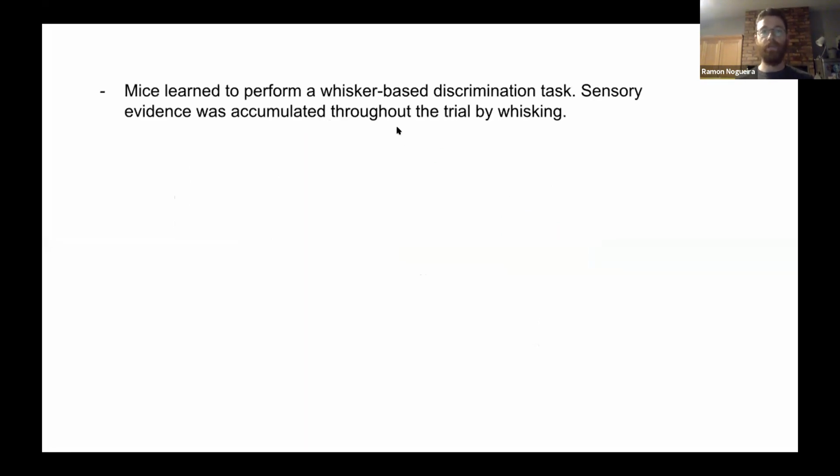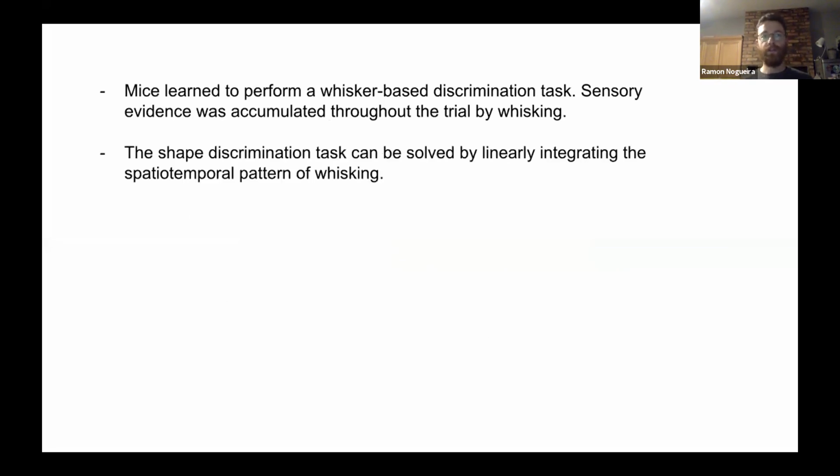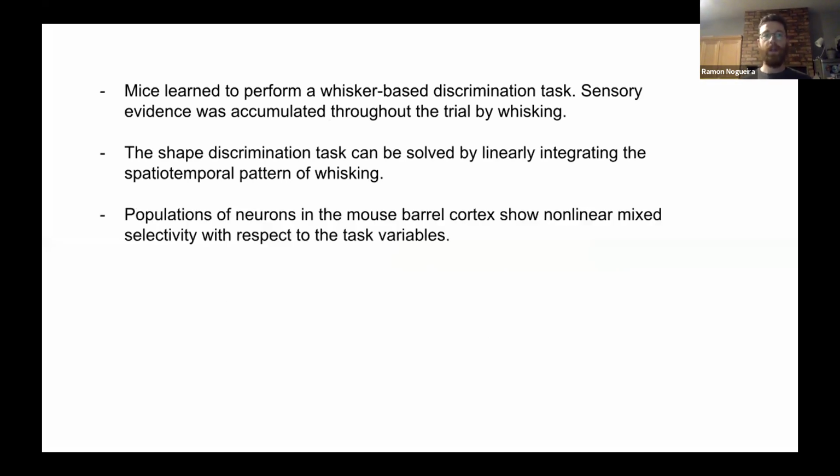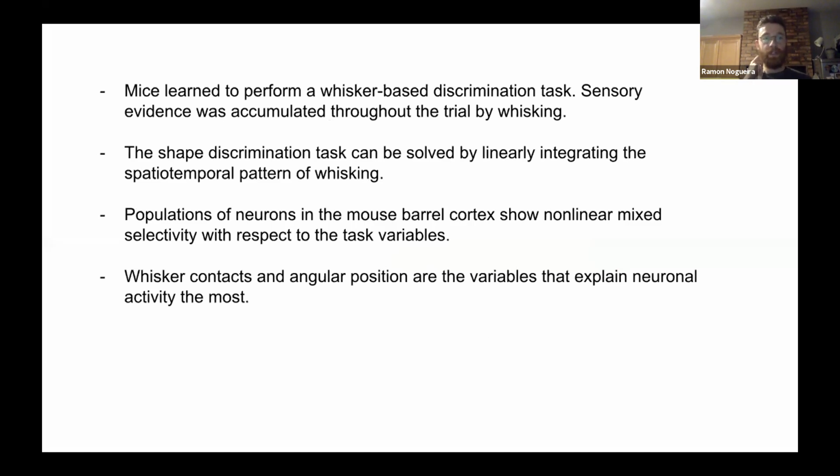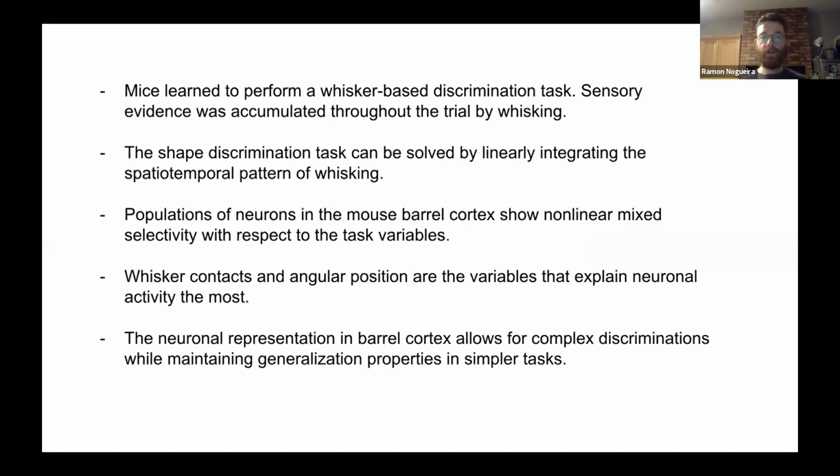All right, so let me recap very quickly. We have seen that mice learned to perform a whisker-based discrimination task, and sensory evidence was accumulated throughout the trial by whisking. We also have seen that the shape discrimination task can be solved by linearly integrating the spatiotemporal pattern of whisking. Populations of neurons in the mouse barrel cortex show nonlinear mixed selectivity with respect to the task variables. Whisker context and angular position are the variables that explain neural activity the most. And finally, the neural representations in barrel cortex allow for complex discrimination while maintaining generalization properties in simpler tasks.